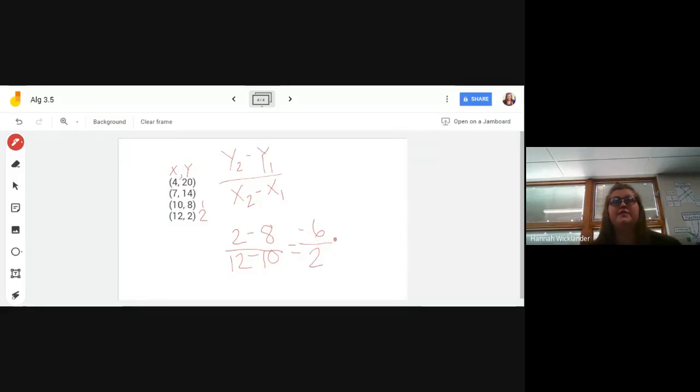Can I simplify this any further? Yes, I can. What is 6 divided by 2? 3, yes. Since it's a -6, a negative divided by a positive gives me a negative. So my slope for these points is -3. So my slope equals -3, or my m equals -3. So that is how to find slope given the line or a graph, and then given points.